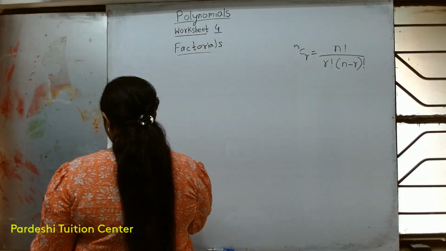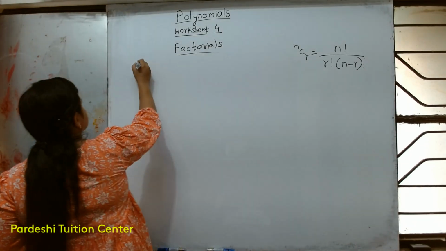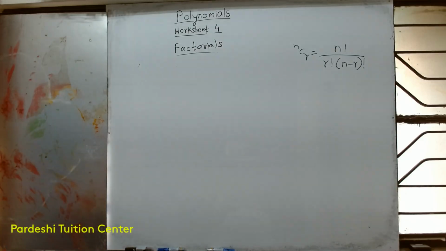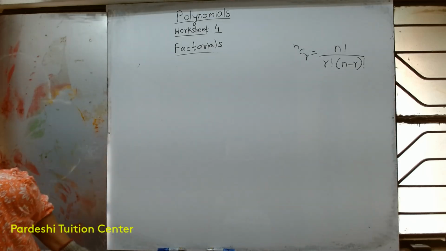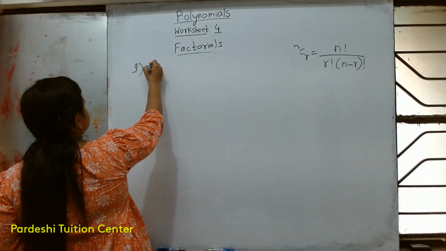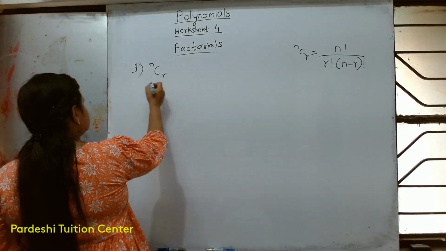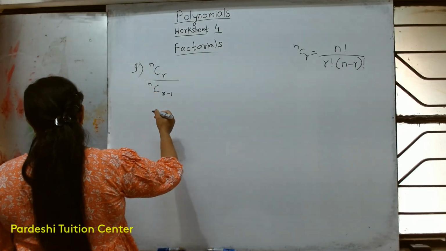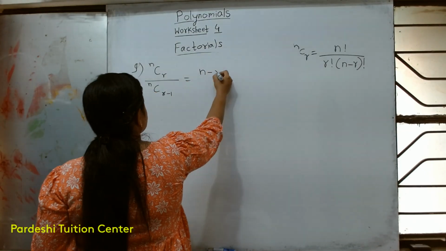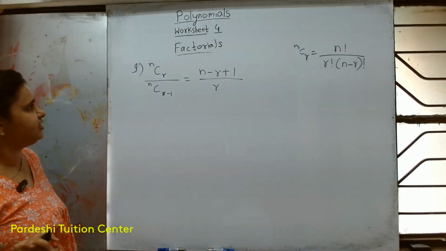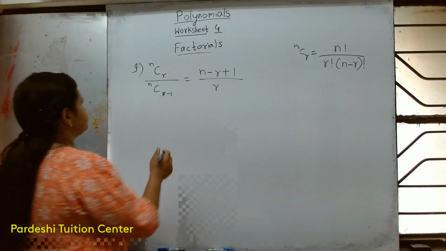Now our ninth formula for combination is nCr upon nC(r minus 1). It is equal to (n minus r plus 1) upon r. You can again check the values by putting in values of n and r.